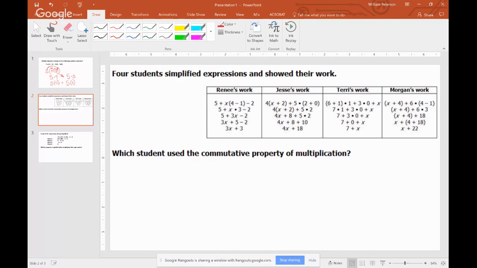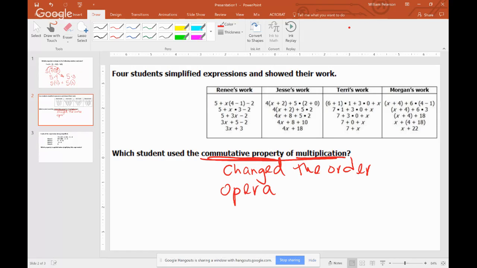So you have one of these questions. It says 4 students simplified expressions and showed the work. Which student should use the commutative property of multiplication? And so for this one, we're looking for which student changed the order, and the operation we're looking for is multiplication.